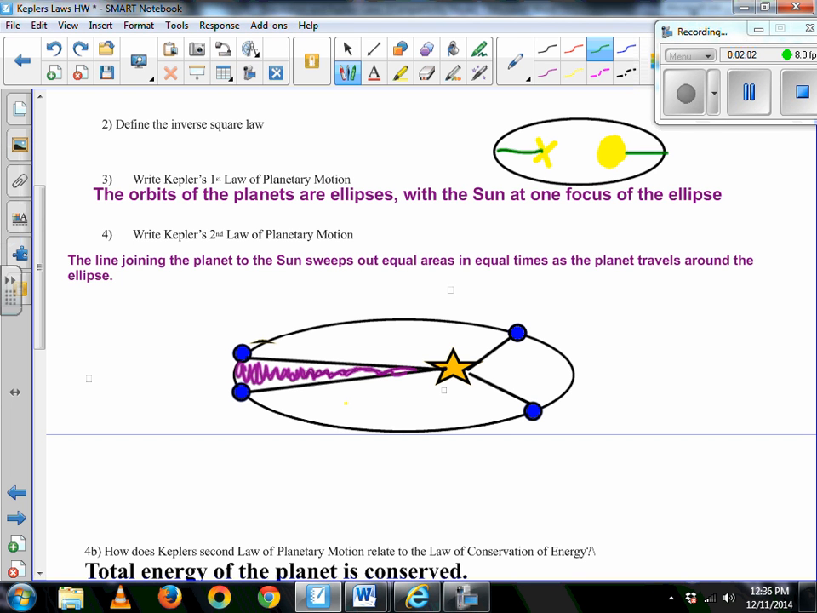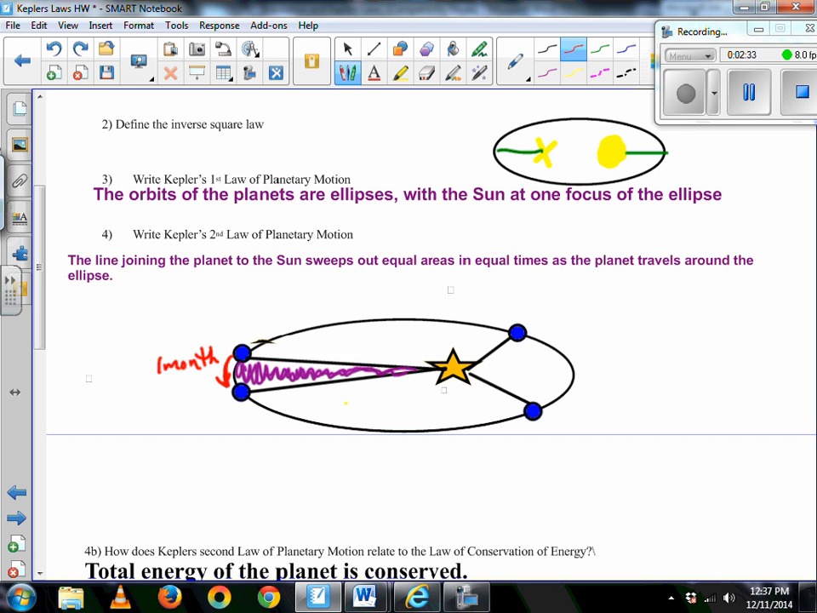Now, the second law, feel free to stop this at any time. The second law says if you take a line and draw it from the sun, which I have labeled as a star, to the planet that's going around that star, these lines will sweep an equal area in an equal time. So let's just say that the planet goes from here to there in 1 month.